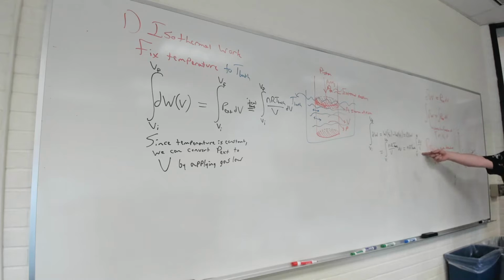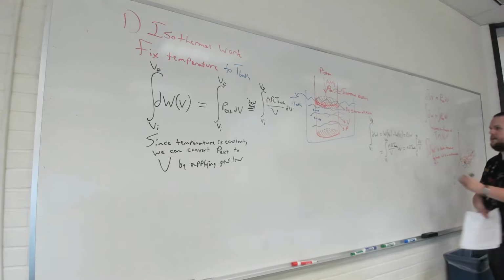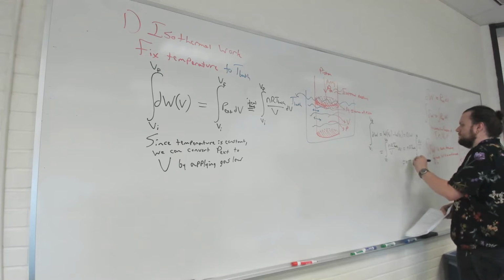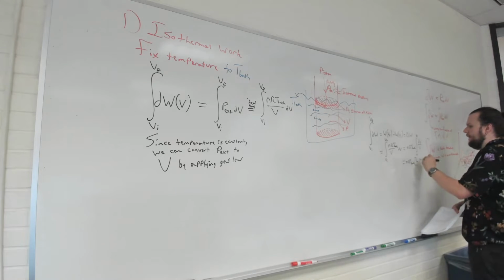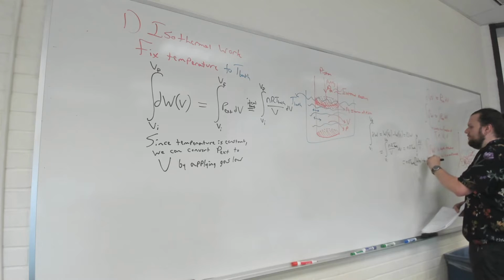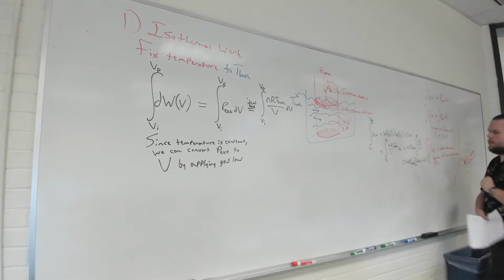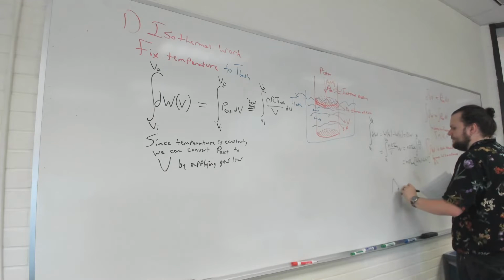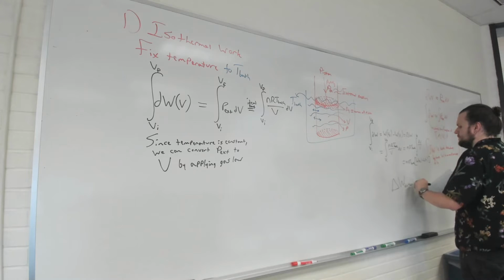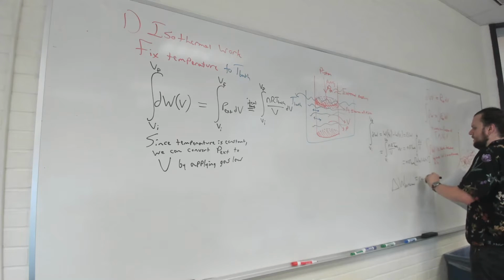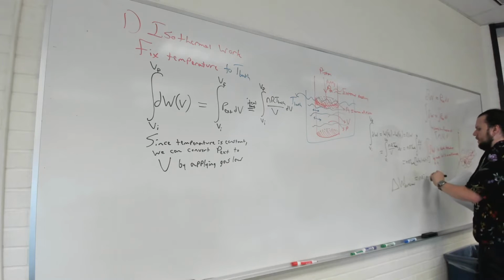Does anyone know what this integral is? Integral of 1 over x? ln of x. Very good. That's nRT_bath times ln Vf minus ln Vi. And we can write that as, so let me just write it out. Change in work, isothermal, right, it means constant temperature, is nRT ln(Vf over Vi).